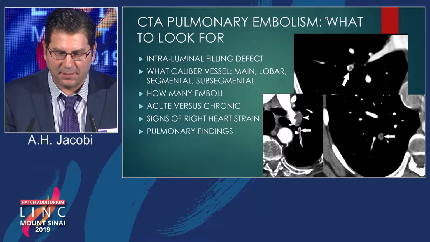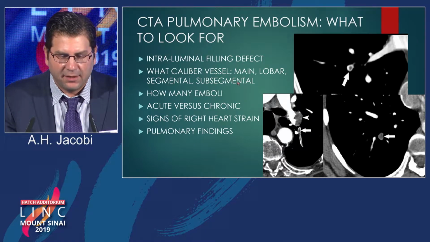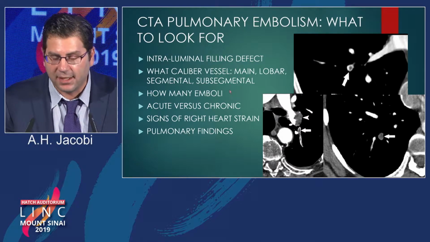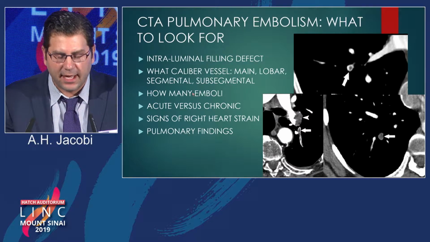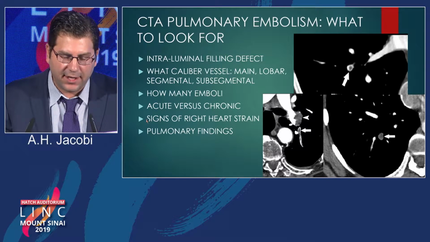Now I'm going to talk about what we look for. So we look for an intraluminal filling defect. It's as simple as that. When we see one, we say what caliber is the vessel. Is it the main pulmonary artery, the lobar branch, segmental or subsegmental? How many emboli are there? That's something that is very commonly studied. And when you talk about quantification of pulmonary clots, it is how many different emboli you have. And then looking for other signs.